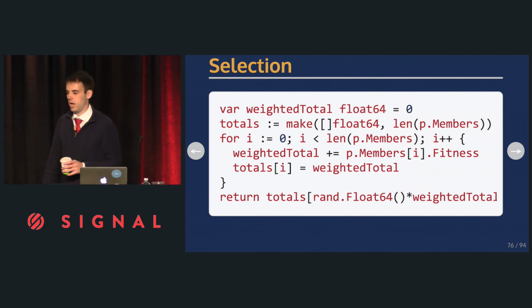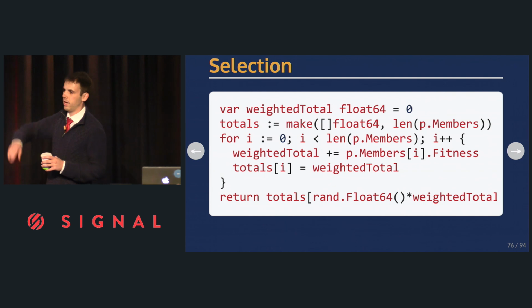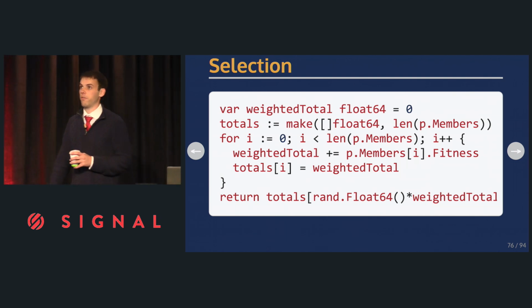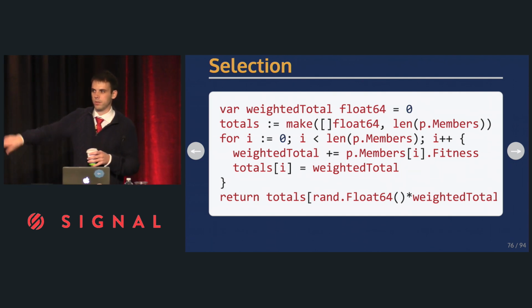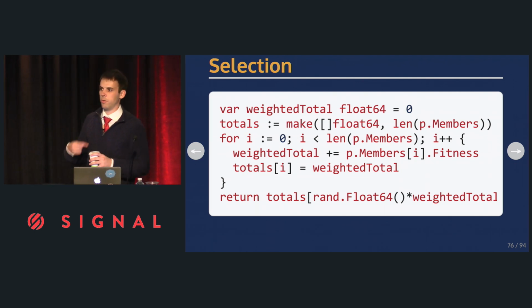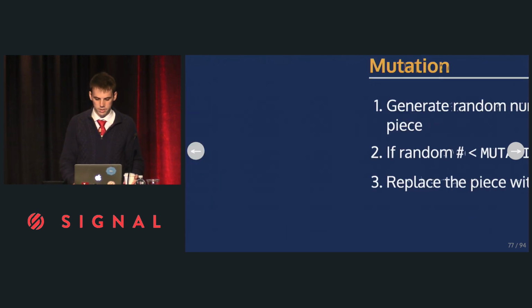Selection. So this is how we select members from the pool to get reproduced. Basically, the more fit you are, the better chance you have. We make a weighted roulette wheel and then spin the roulette wheel to pick members. So the more fit you are, the more chances you have of getting selected in the next round.